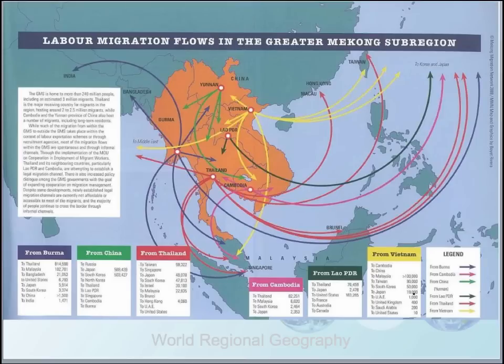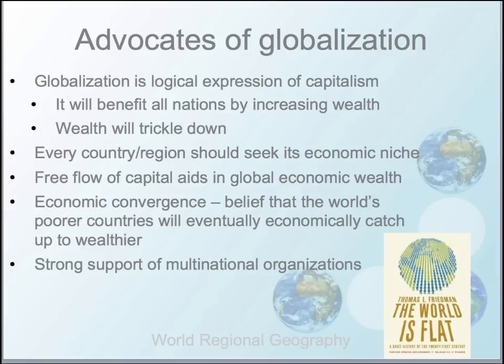This map shows an example of flows of labor and people in just one sub-region of the world, but it gives you an idea of the massive scale of human migration being brought on by globalization. Now, a lot of people think that this is going great. You've probably heard of Thomas Friedman. He's a columnist for the New York Times. And in his books, The Lexus and the Olive Tree, and more recently, The World is Flat, he's basically a cheerleader for globalization.